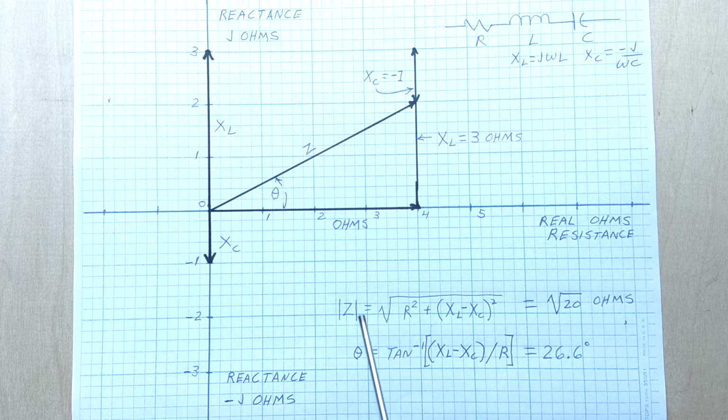So here's the more general case for the impedance and the more general case for the direction of the impedance. Now note that it is possible for X sub C to equal X sub L, and in that case the angle would go to 0 and the impedance would just be the resistance of the circuit.